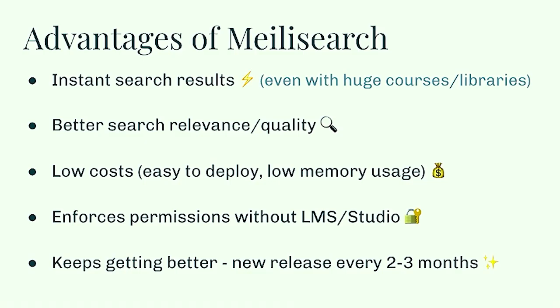So Meilisearch seems like a lot better. We get instant search results. We can do this cool direct connection to the Meilisearch. It's a newer search engine, and I think the results have better relevance and quality, although that's a little subjective. The costs are significantly lower because it uses way less memory. A default Meilisearch installation uses like 2 megabytes of memory, and then it slowly increases as you get more data up to a point, but it never gets crazy high. We can enforce permissions without using something like Studio in the middle because of this JSON web token feature.